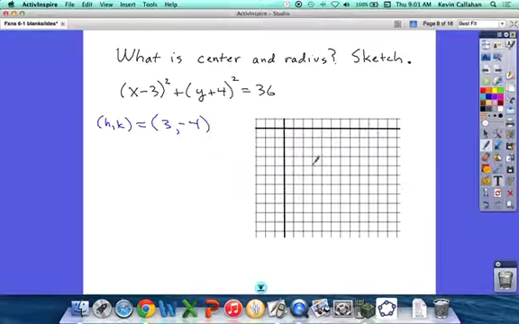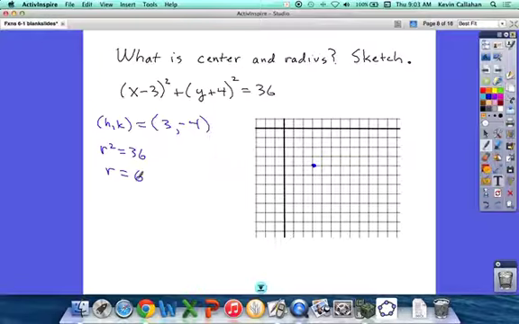I think I didn't even go far enough on this. Darn it. I go to all this trouble to make that. I didn't even set it up right. Okay, now, what is the radius of the circle? Right? Remember, r squared is 36. So r is 6.